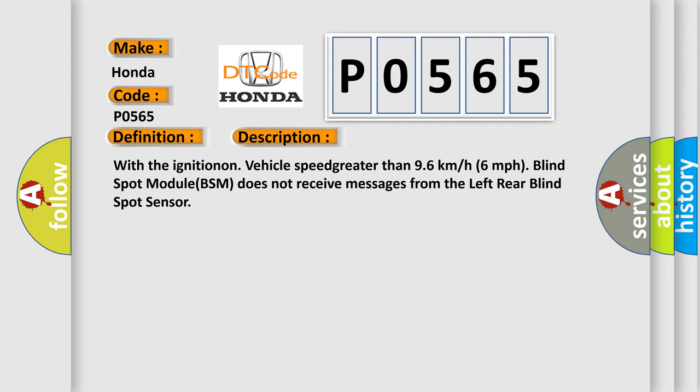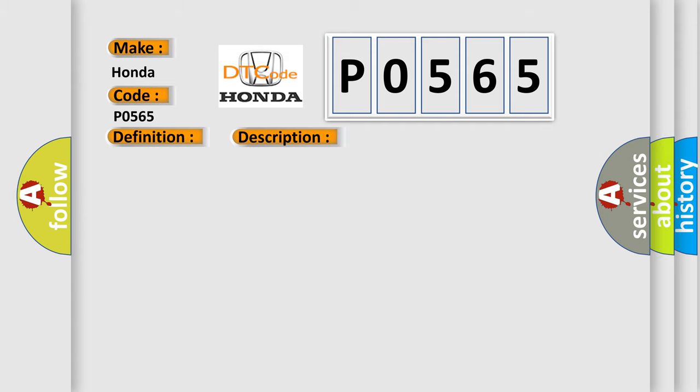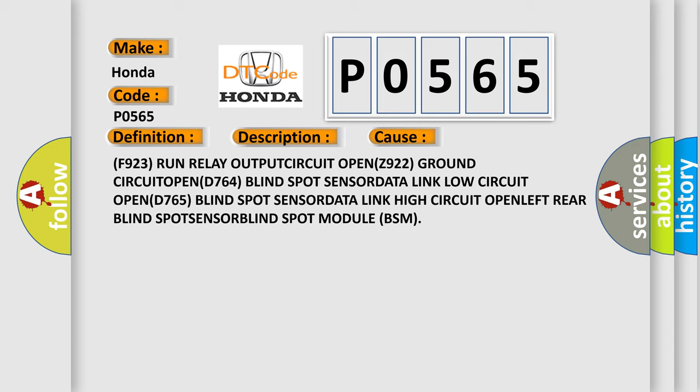This diagnostic error occurs most often in these cases: F923 run relay output circuit open, 922 ground circuit open, 764 blind spot sensor data link low circuit open, 765 blind spot sensor data link high circuit open, left rear blind spot sensor, blind spot module BSM.